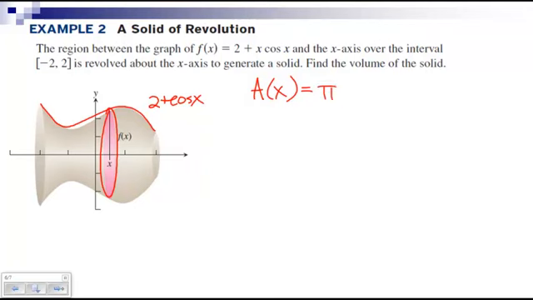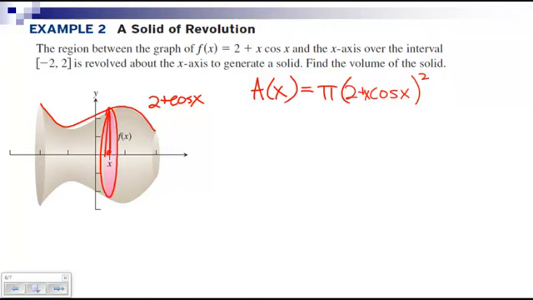Pi something squared. So I need to know what is the radius for that particular cross-section for some arbitrary x. It's 2 plus cosine x. So the area is pi times the quantity 2 plus cosine x, squared. So there we have it. That is a description of a cross-sectional area for that particular sideways vase.